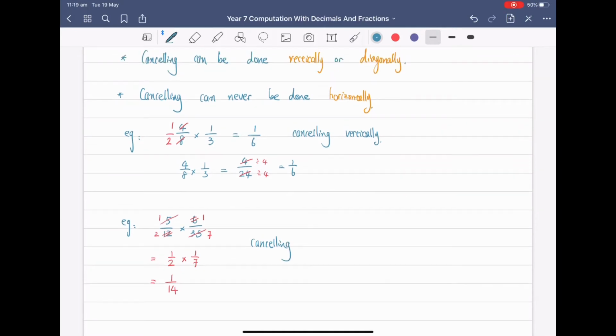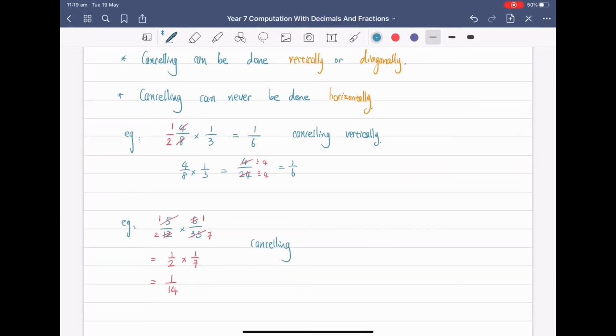Now, please remember this, okay? You can't do it horizontally. This is really important.